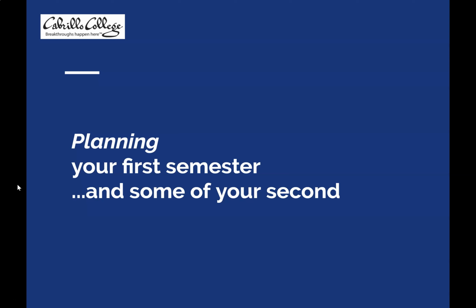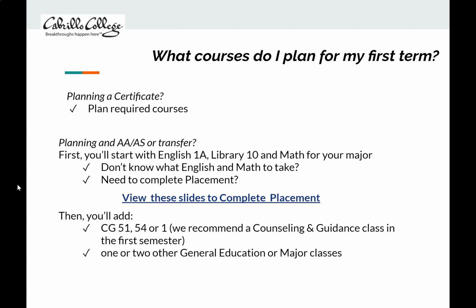Now that we've reviewed some of the components of certificates, degrees, and transfer, let's look more specifically at what classes you'll take in your first semester. If you plan to earn a certificate, then simply plan as many courses required for this certificate as are offered in this particular semester. If you'd like to earn an associate's degree, then start off with English 1A.